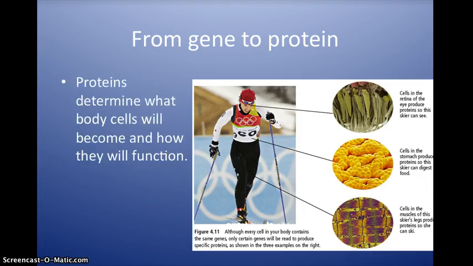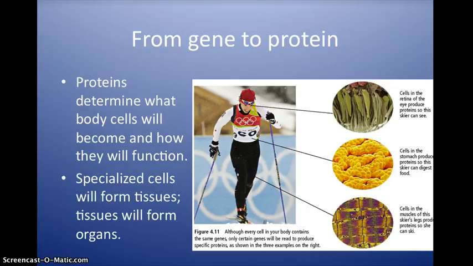The reason that the genes are important is because they help to make proteins. And proteins are important because they help to determine what body cells will become and how they will function. So you'll notice that the genes and the proteins make different body cells form different things. In our picture, you can see that you need different proteins to make cells in the retina, and the proteins that are used to make the cells in your stomach and the cells in your muscles are all different, and those proteins come from the arrangement of genes on the chromosome. These specialized cells will then form tissues, and if you remember from last year, those tissues will then go on to form organs.